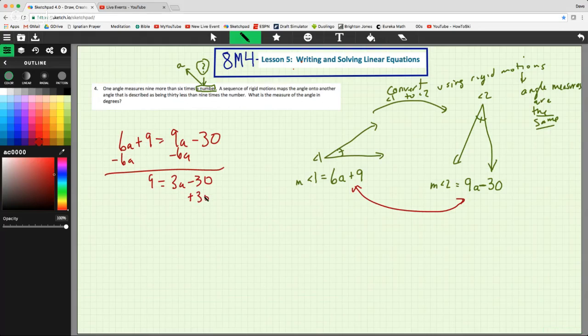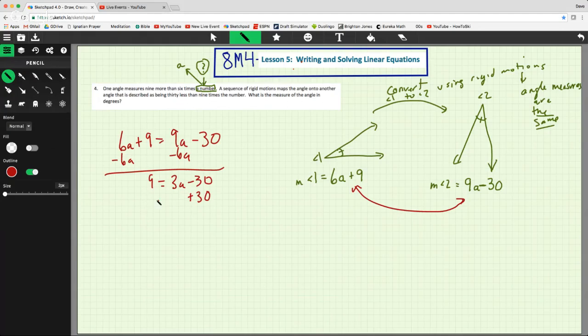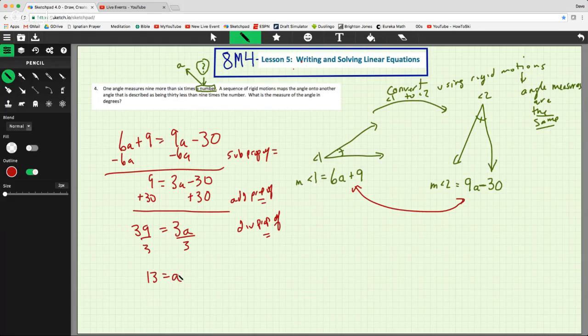Get rid of the constant from the right, and we get 3a equals 39. Right? This was the subtraction property of equality. This was the addition property of equality. And now I'm going to use the division property of equality and divide both sides by 3. And I get 13 equals a.